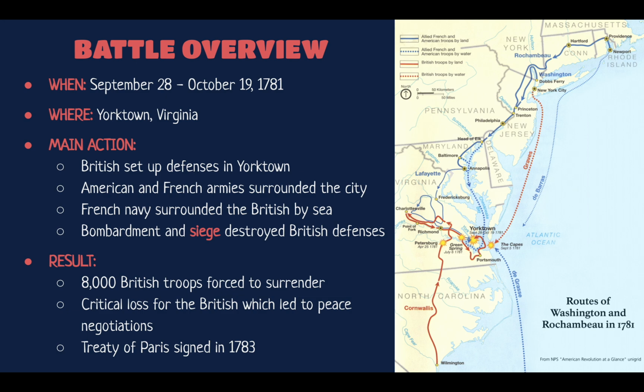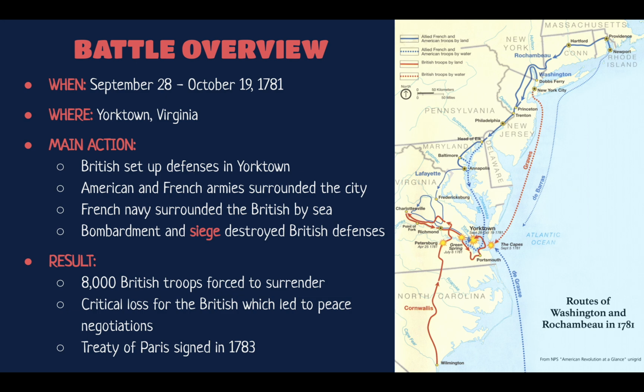And this became the critical loss for the British because at this point, the war had been going on for 6 years. And it was a war that the British expected to be over very quickly. They thought it would be an easy victory. But by this point, giving up 8,000 soldiers in this crushing loss at Yorktown, it kind of was a signal that enough was enough. They couldn't afford to continue this war any longer. And so they entered into peace negotiations with the Americans.